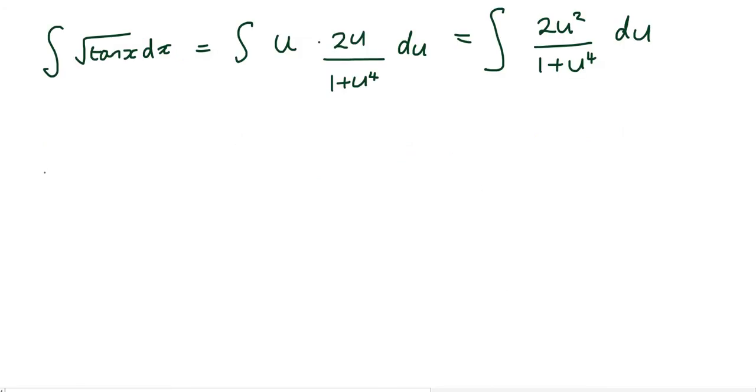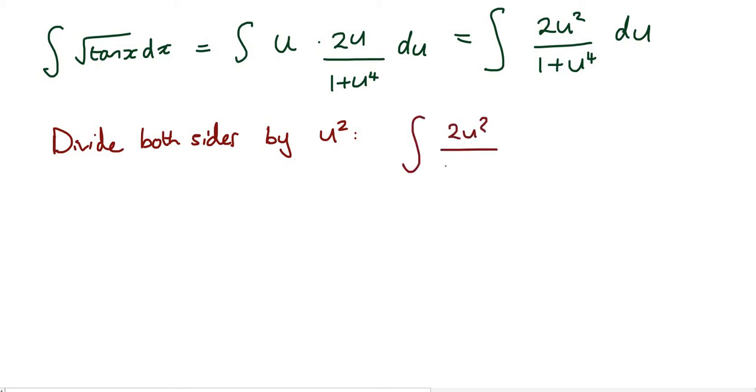Our first real little trick that's not seemingly obvious is that we're going to divide both top and bottom by u squared. So what's this going to give us? We're going to get the integral of 2u squared over 1 plus u to the 4 du equals, well, 2u squared over u squared is 2, and in the denominator, 1 over u squared is 1 over u squared, and u to the 4 over u squared is just u squared. And this is the integral.